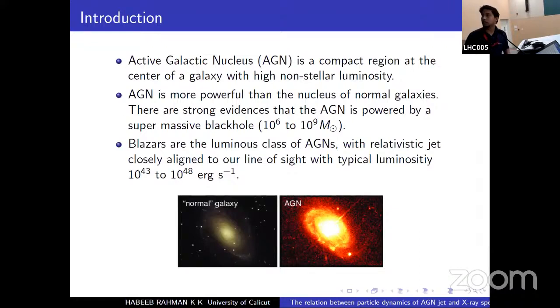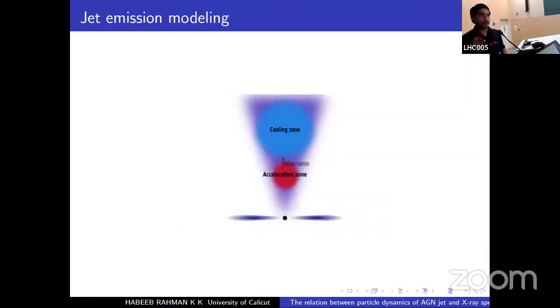And there is a special feature called collimated emission, which we call a jet. We are looking into a special class called blazars, the luminous class of AGN, where the jet is aligned towards our line of sight. Otherwise, some other groups exist, but we are not going into that. We are discussing the blazar and the modeling of the jet emission.